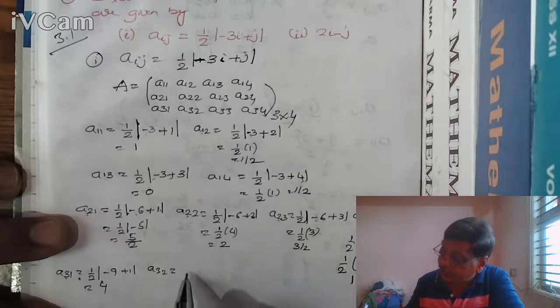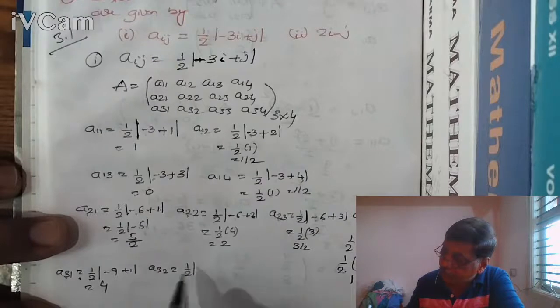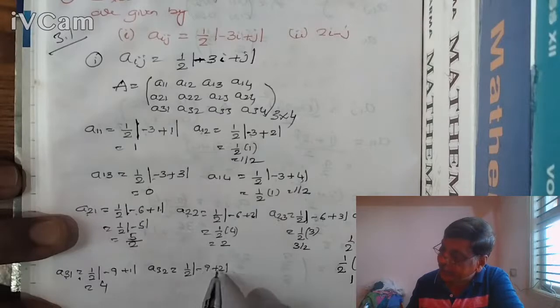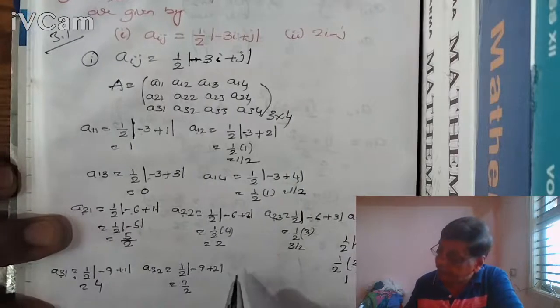A32 is half into modulus of minus 9 plus 2. Minus 9 plus 2 is minus 7. So that is equal to 7 by 2. Next, A33.